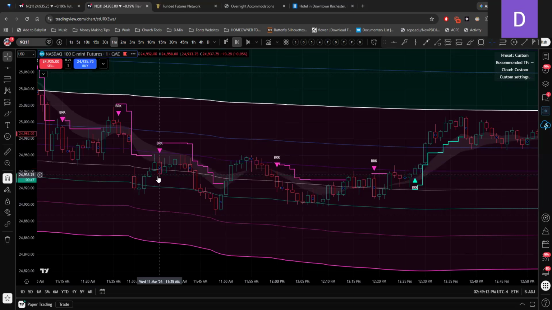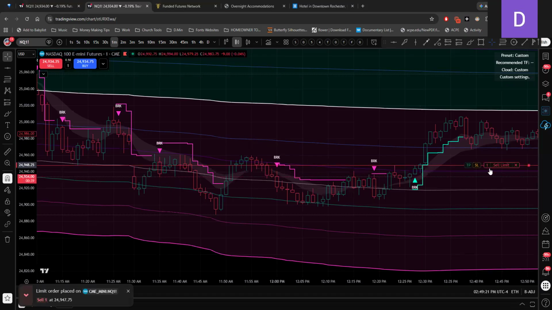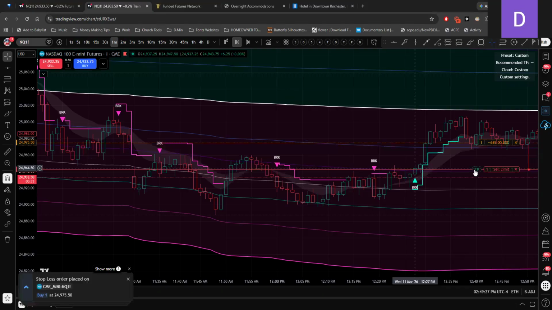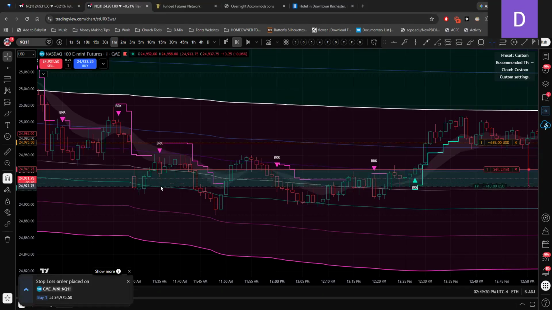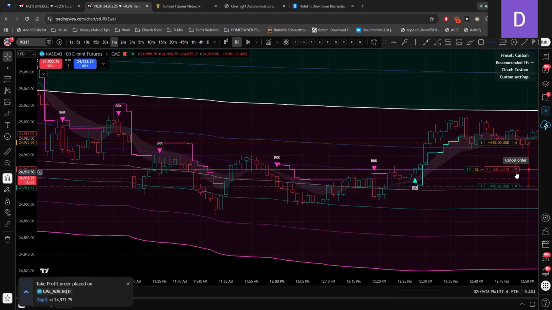We get to sell here. We queue up a sell limit order. Sell limit order there. Stop loss here. Take profit right there. Okay. There you go. That's scalping. That's how you scalp it.